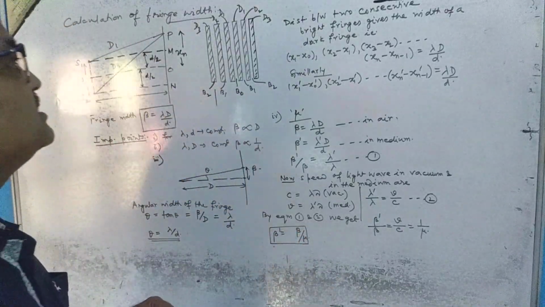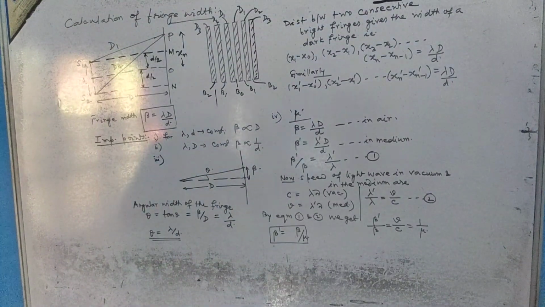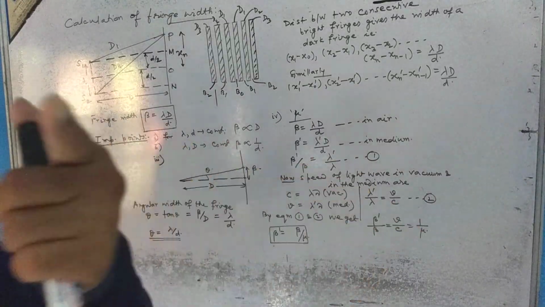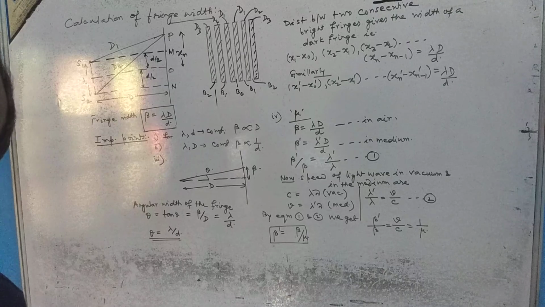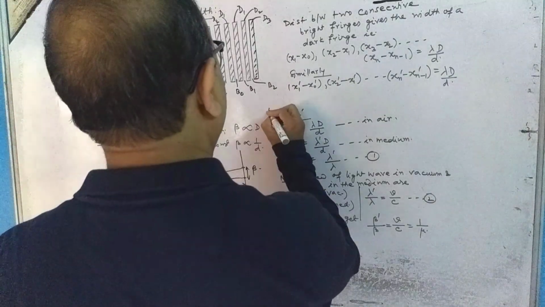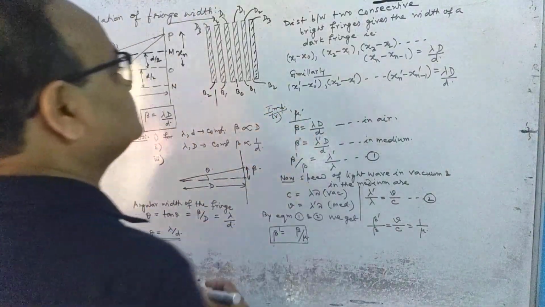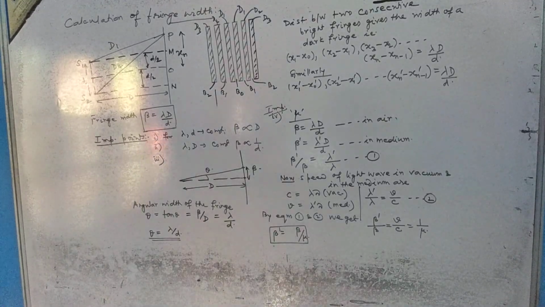Look, if it is taken inside a medium of refractive index mu, then the fringe width will decrease mu times. Mu is always greater than 1, so the fringe width will decrease. Very important condition. Very important case. This we are getting. Is it alright? I think it is fine. All of you have got it. In the next lecture, we are concluding this. Okay?